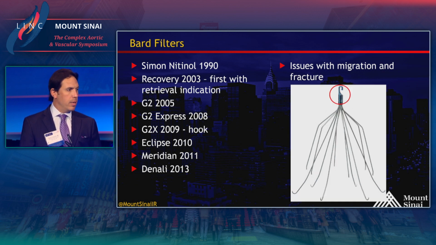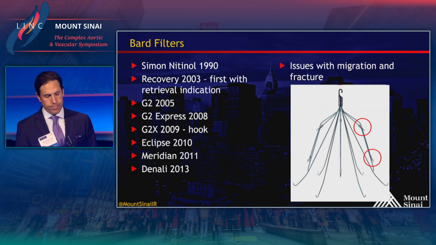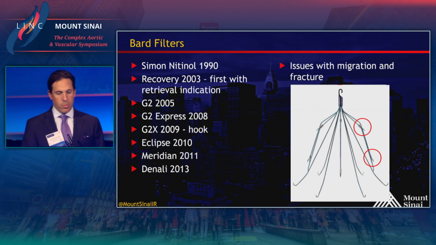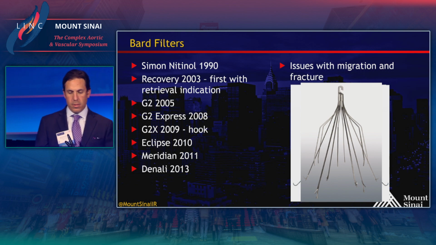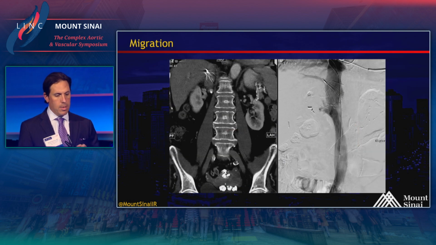The Denali filter, and this is just the modifications, again, different types of hooks. This is, I believe, the Eclipse or the Meridian, and then this is a little bit more polished and less likely to fracture. When they fracture, this is what can happen. Obviously, we've seen these cases already in the lung and the heart. Not easy to remove these tines, and lawyers really love that.